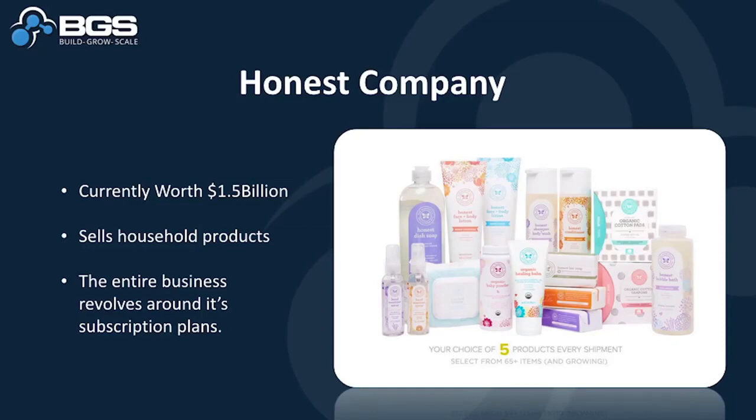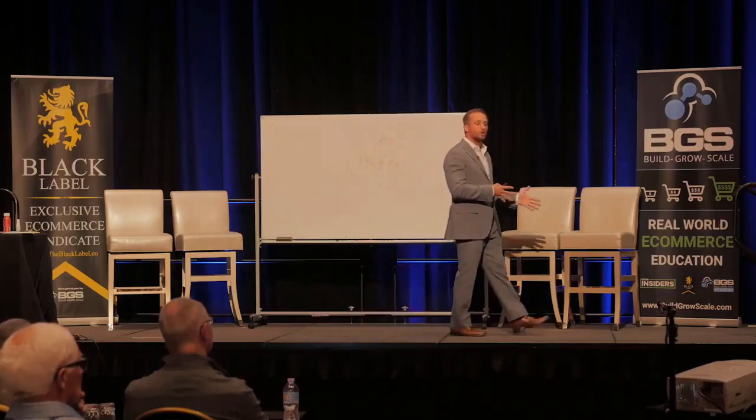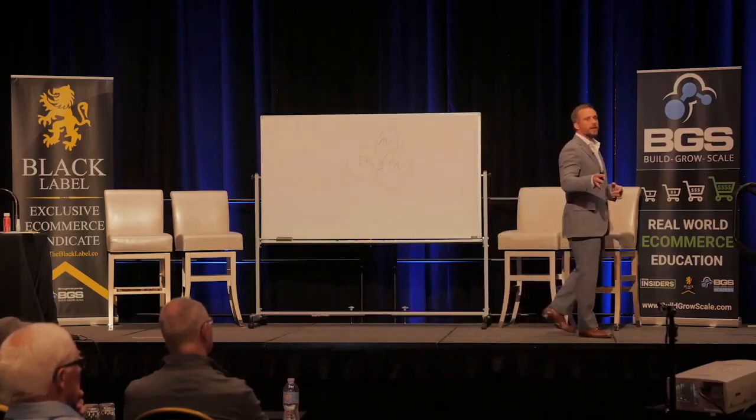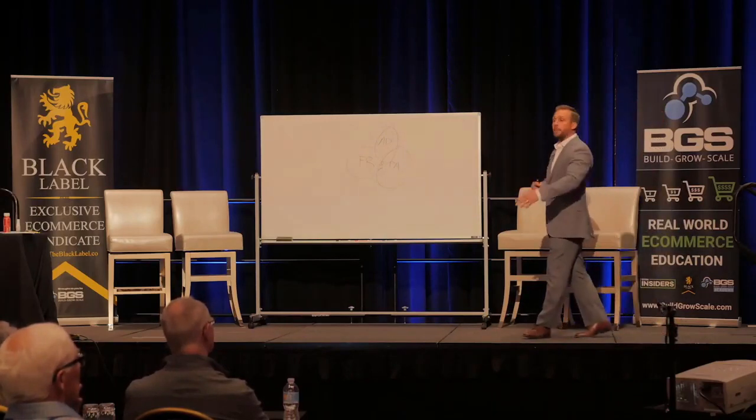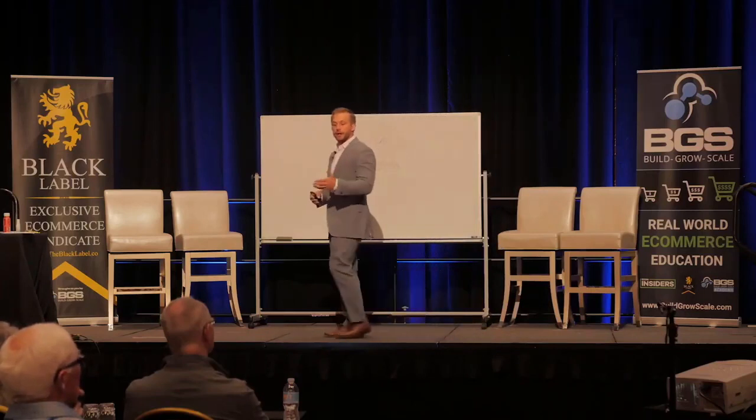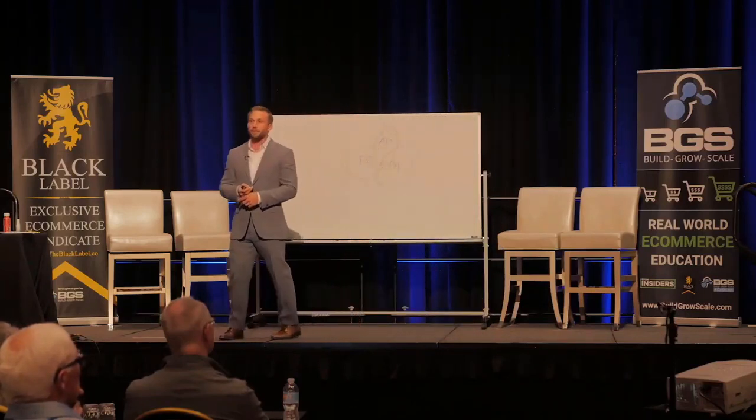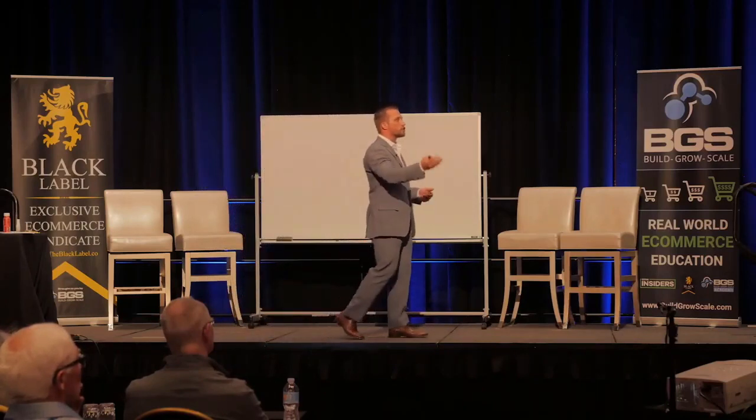Okay, so they sell household products. Their entire business revolves around continuity. Are they a continuity-only business, though? No. They say, hey, come buy any of our products. And then the very first offer they always try to make you is your choice of 5, right? Any 5, any month. Get any 5 of our products every month and we'll ship them to your house.